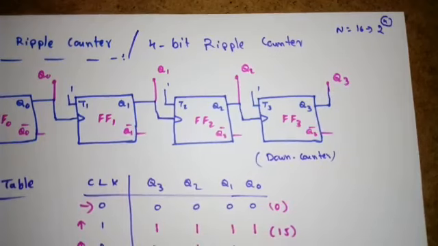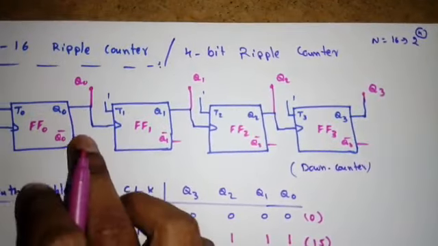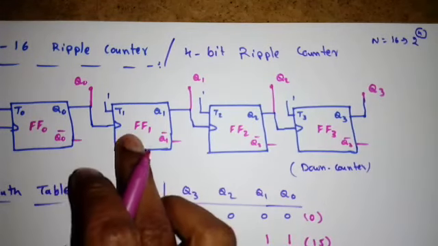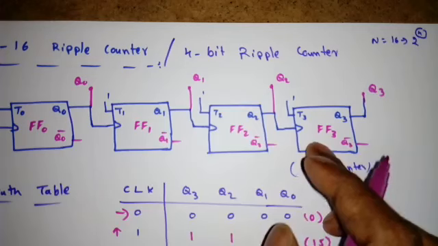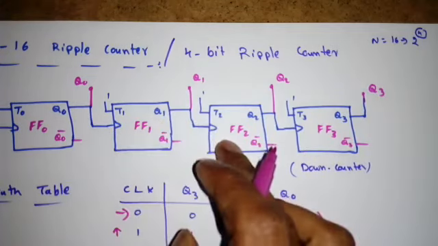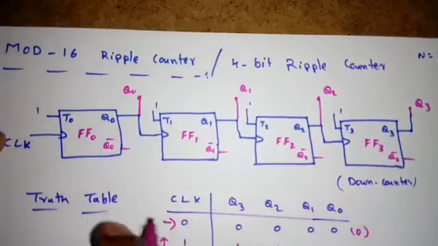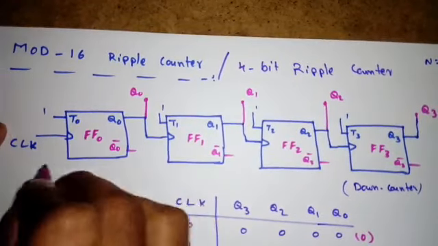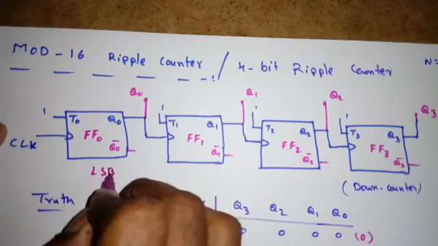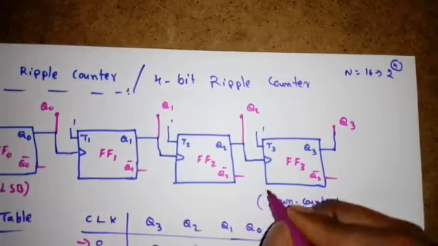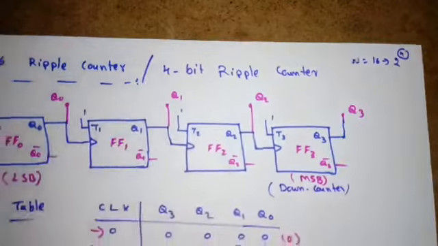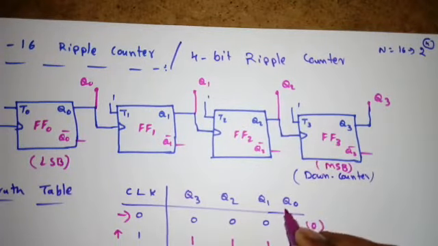Now if I apply one more clock, what will happen? Q0 will change its state from 1 to 0. So 1 to 0 is a negative transition. So this will not be affected, this will not be affected, and so on. If this is not affected, there is no transition. And remember, always the main clock will drive flip flop 0, or we can say the LSB, and the last flip flop will give the MSB. So Q3, Q2, Q1, Q0. That's why I have written Q3, Q2, Q1, Q0.